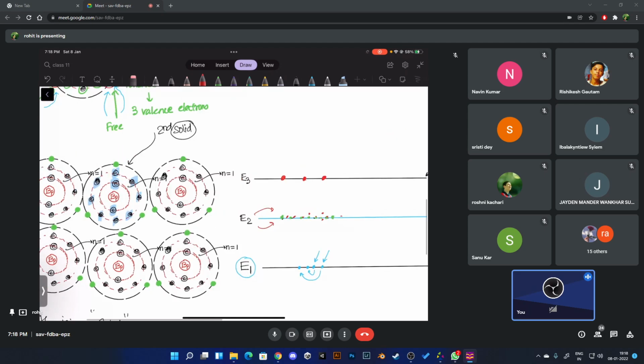Okay, and again these 3 electrons, 1, 2 and 3, the outermost electrons in the second atom of aluminum, will be somewhere here. See, 1, 2 and 3. Can you understand?